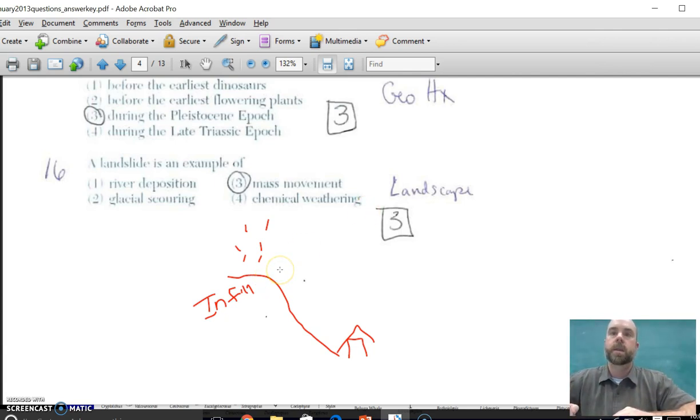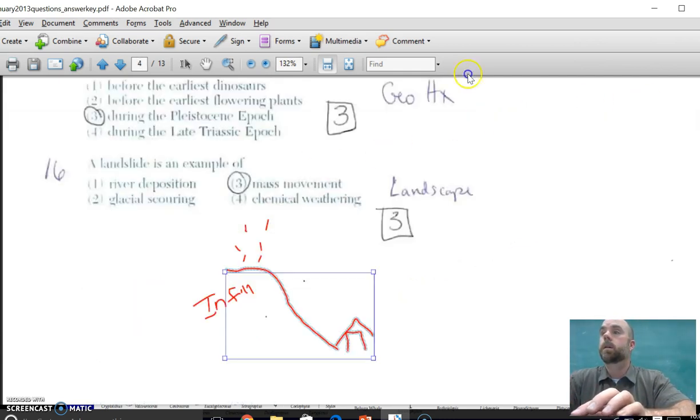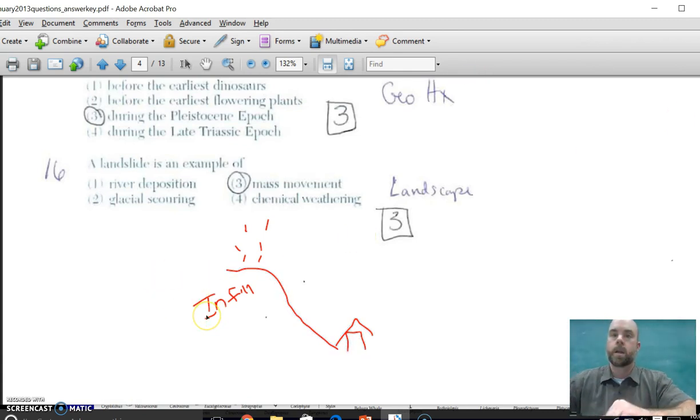As it infiltrates, what's going to happen is it's going to get wet, and then you are going to get an area that is going to fall down, and it's going to be a landslide. Mass means that you have a mass of land that is moving. Next question.